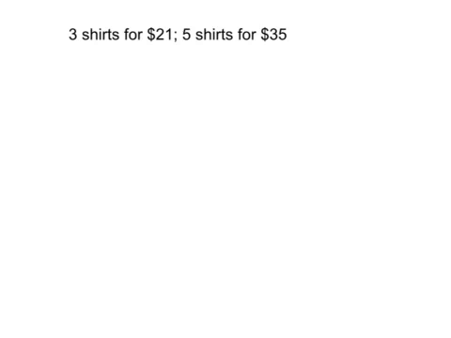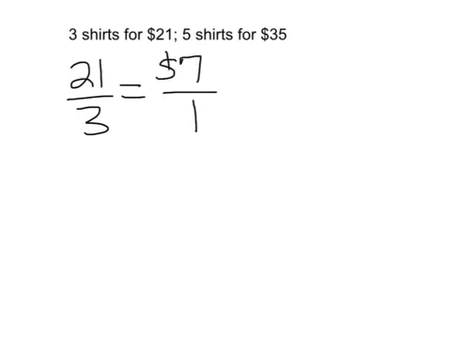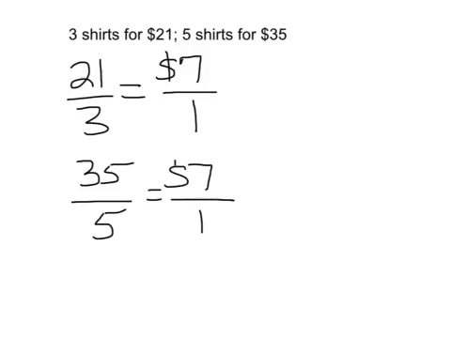Let's look at another example using the same method. Are 3 shirts for $21 equivalent to 5 shirts for $35? So we are going to set up an equivalent ratio, again, looking for the unit rate. So 21 shirts for $3 costs $7 for 1 shirt. $35 for 5 shirts costs $7 for 1 shirt.